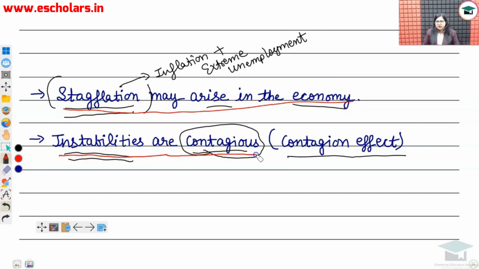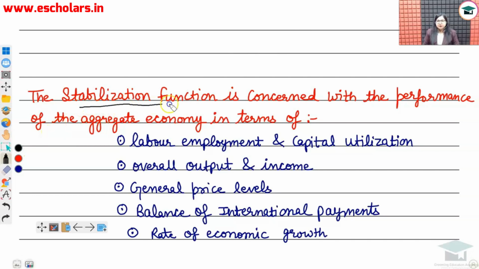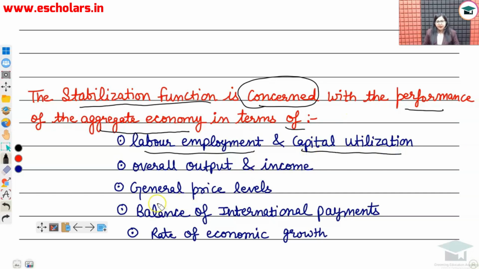Instabilities are contagious, that is the contagion effect. Now, students, the stabilization function is concerned with the performance of the aggregate economy in terms of labor employment. Basically, the stabilization function focuses on full employment of labor resources of the economy and proper utilization of capital, that is the capital utilization. Moreover, the stabilization function focuses on the overall output and income generation in the economy.